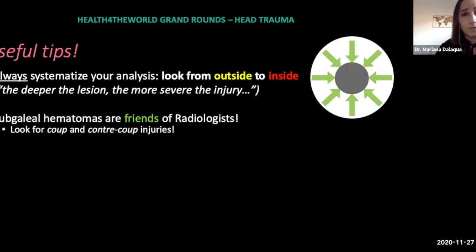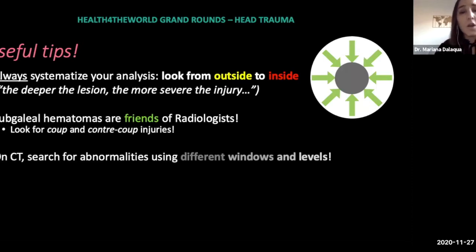They are very important. On CT, we should absolutely change the window and level while we are analyzing the exam, because if we look with only one window, we're going to miss subtle findings. So it's very important to search for abnormalities using different windows and levels. And use the tools you have on your PACS. Okay, so if you have maximal intensity projection images, that may help you to find blood.